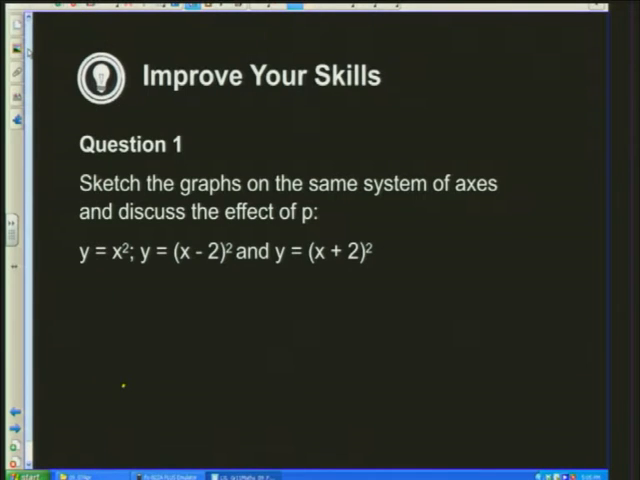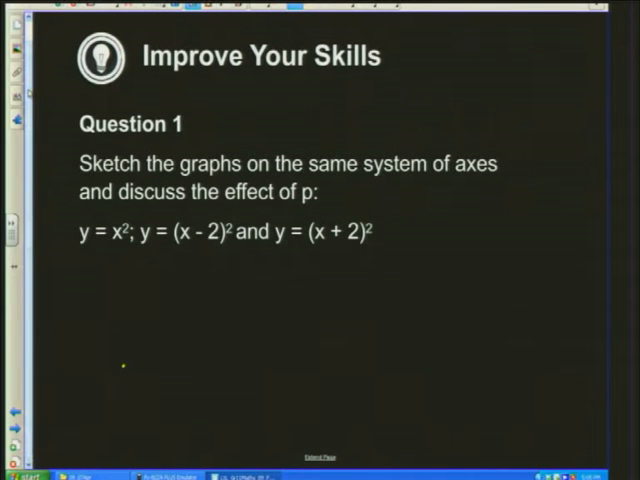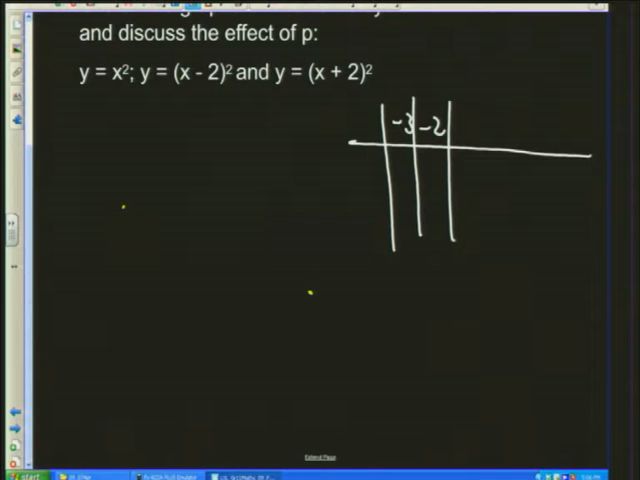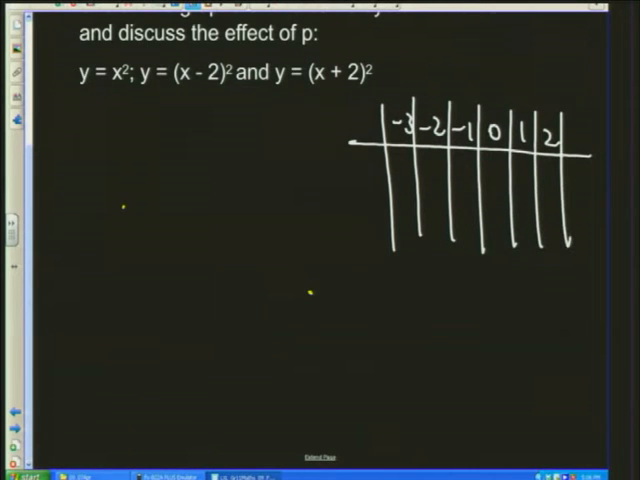Okay, then the first question we're going to look at is not really a question, but it's actually an investigation. We're going to sketch the graphs on the same system of axes, and then we're going to discuss the effects of P. But in order to do that, we're going to look at some points. And so I'm just going to draw a table of values on the side. So let's draw a table of values for -3, -2, -1, 0, 1, 2, and 3.